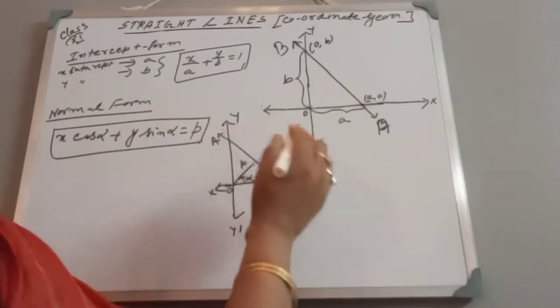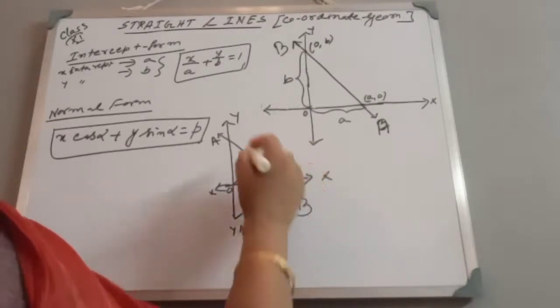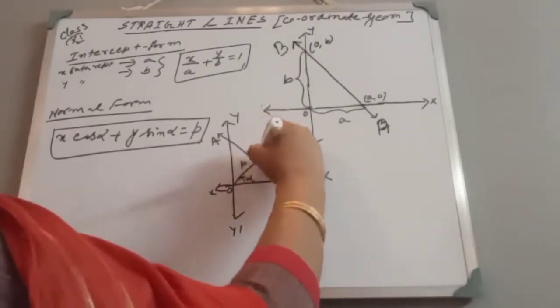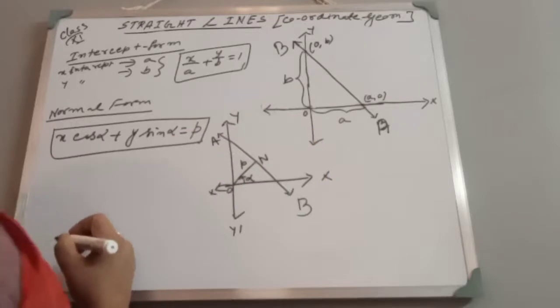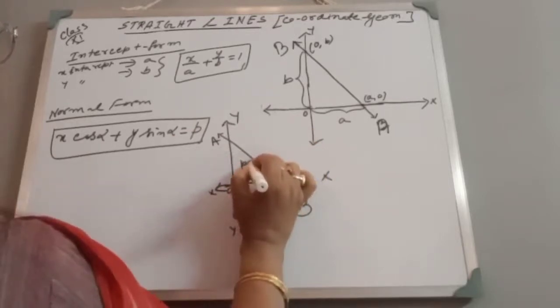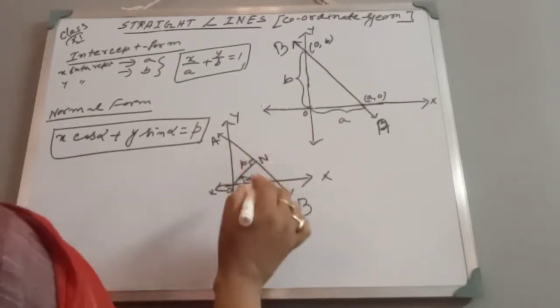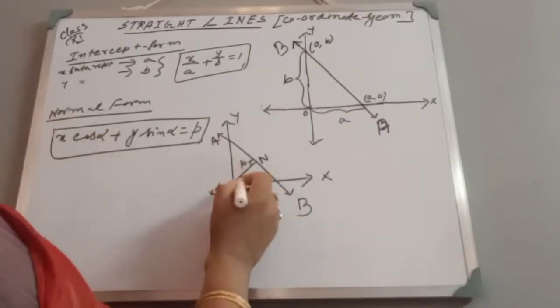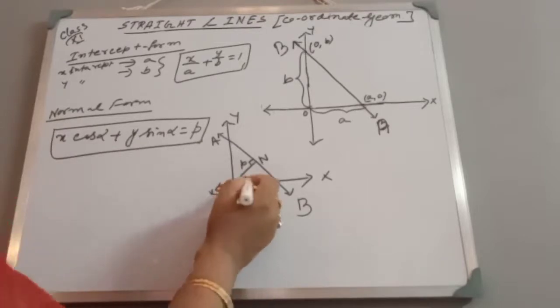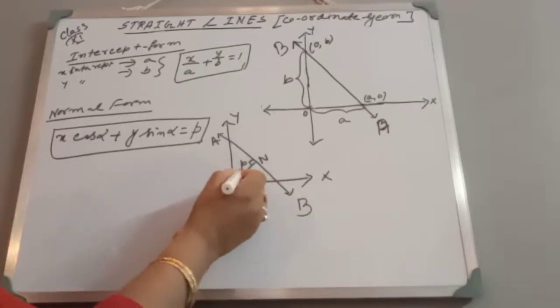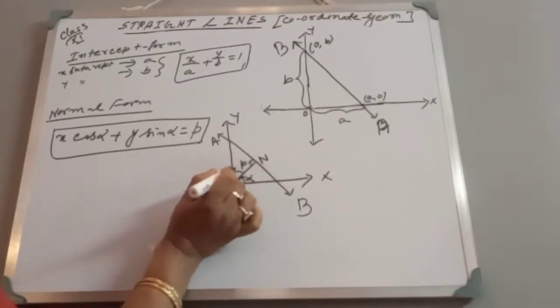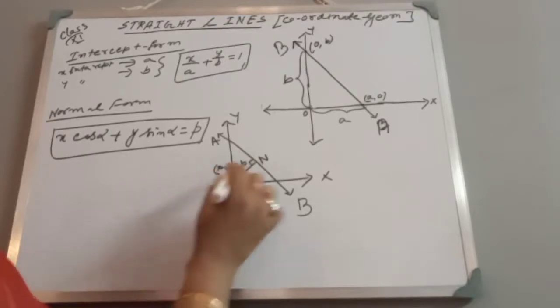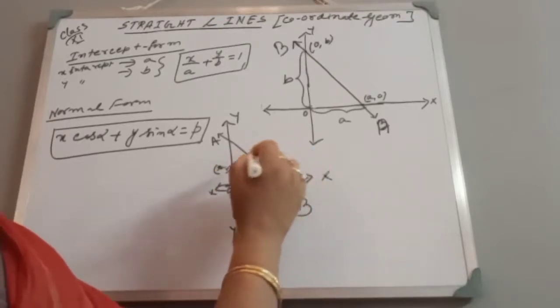Say the perpendicular is drawn, and this perpendicular means this is 90 degrees. Since this angle is alpha, what will be this angle? This angle will be 90 minus alpha. This part will be 90 minus alpha. This angle is 90 degrees.